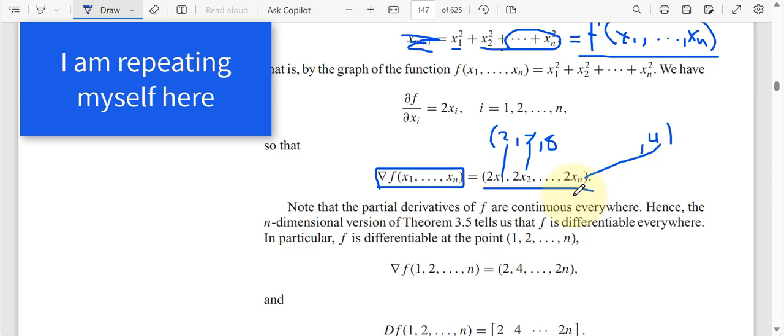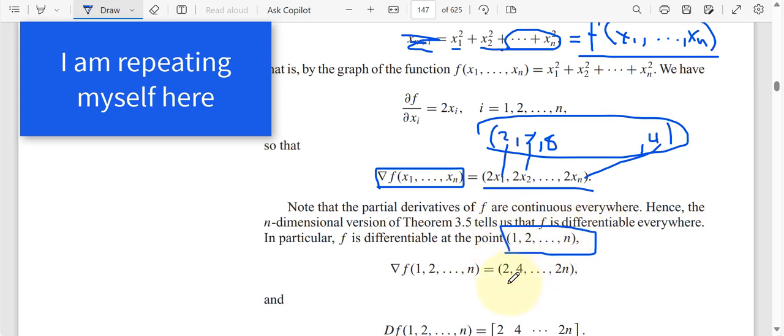So we can say, let's evaluate the gradient at this particular point. And here in this example, they evaluate this gradient at this point. Okay, so you just put in these values into here, and you get something out. Well, I guess this is what you get out. You get 2 times 1 is 2. And this one is 2 times 2 is 4. And the last one is 2 times n. So you get something like this out.